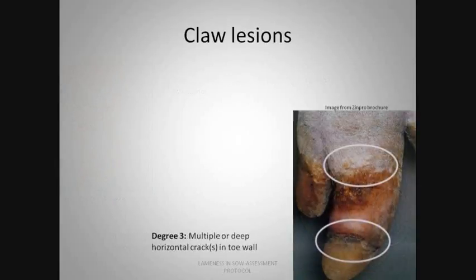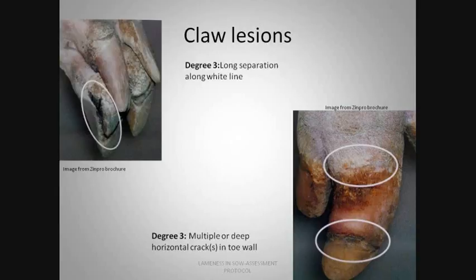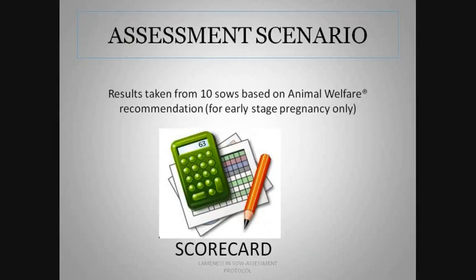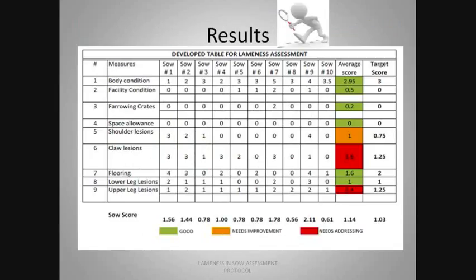To conduct our assessment, we surveyed 10 sows based on the animal welfare recommendation. The results were compiled and put in a table below. In our results table, developed for lameness assessment, we reviewed 10 sows. For each sow we measured 9 characteristics: body condition, facility condition, farrowing crates, space allowance, shoulder lesions, claw lesions, flooring, lower and upper leg lesions.